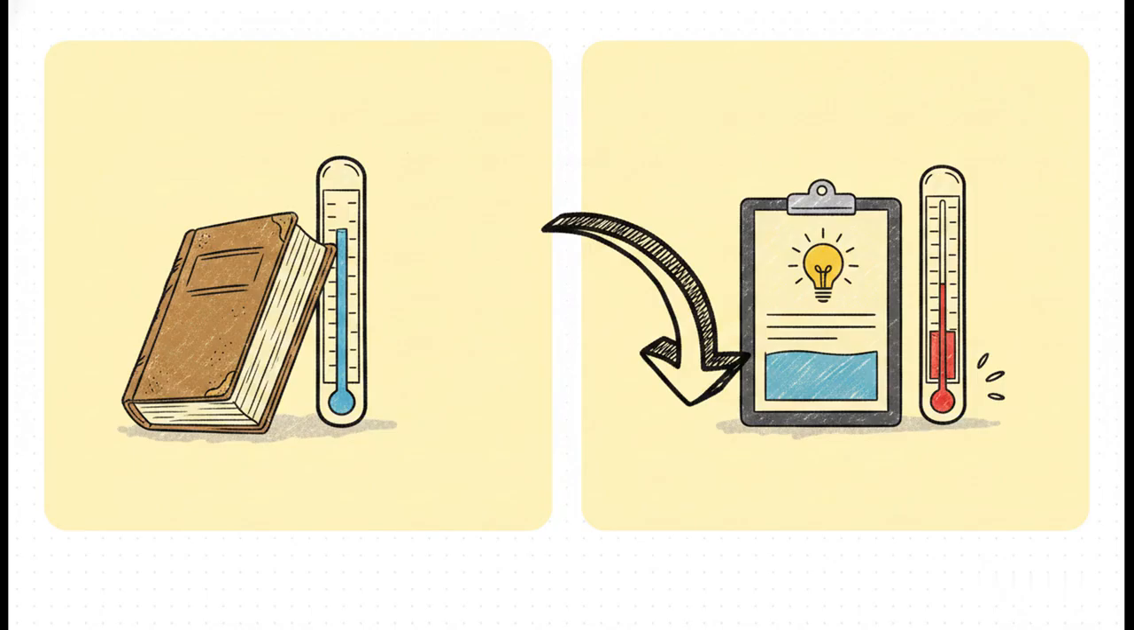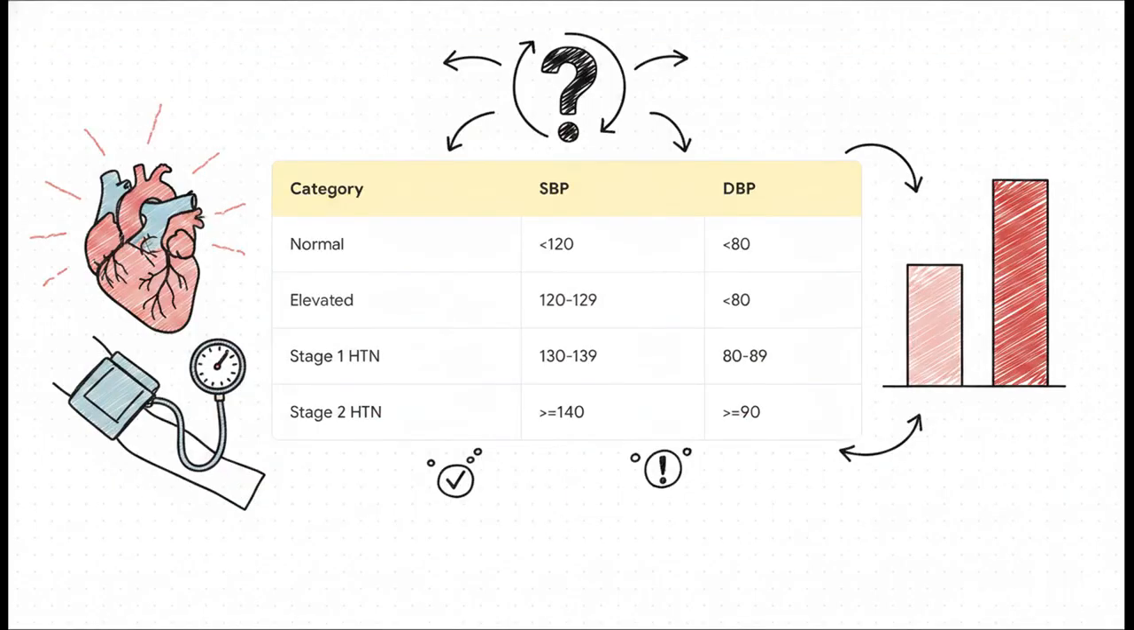Stage 1 hypertension has actually moved down. It now starts at 130/80. That is a massive shift in how we assess risk, and you have to know it. Let's walk through these columns together.